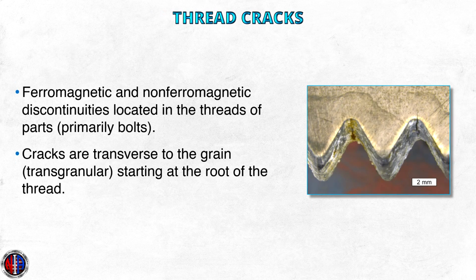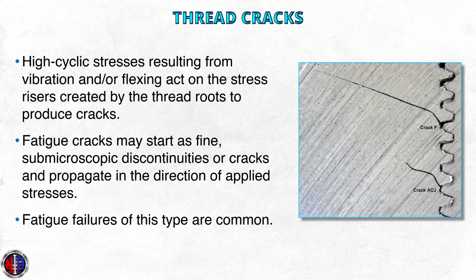Thread cracks. Thread cracks are ferromagnetic and non-ferromagnetic discontinuities located in the threads of a part, primarily in bolts. Cracks are transverse to the grain or transgranular, starting at the root of the thread. High cyclic stresses resulting from vibration and/or flexing act on the stress risers created by the thread roots to produce cracks. Fatigue cracks may start as fine submicroscopic discontinuities or cracks and propagate in the direction of applied stresses. Fatigue failures of this type are common.